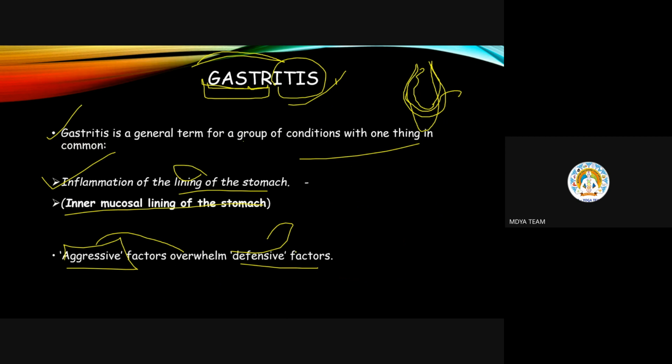What is the last point, ma'am? Aggressive. What does that mean? I told you that the aggressive factors overwhelm the defensive factor. Here, defensive factor means immune system, defense mechanism. The immune system is also called the defense mechanism. An aggressive factor here could be HCl, or the acid of the body.